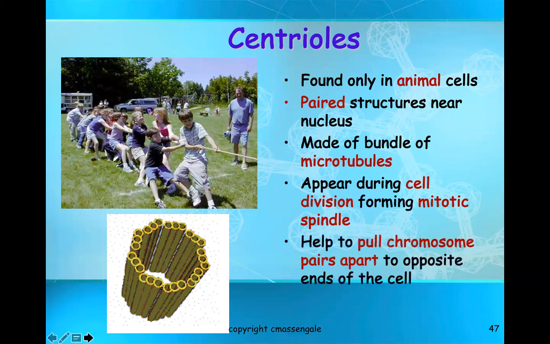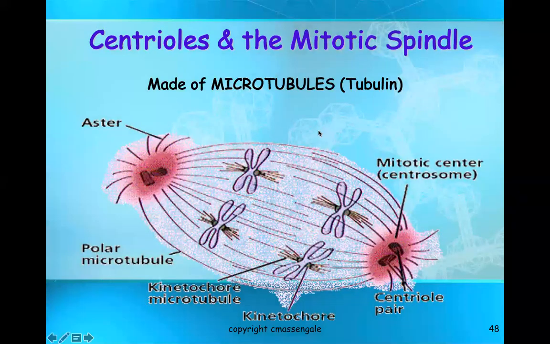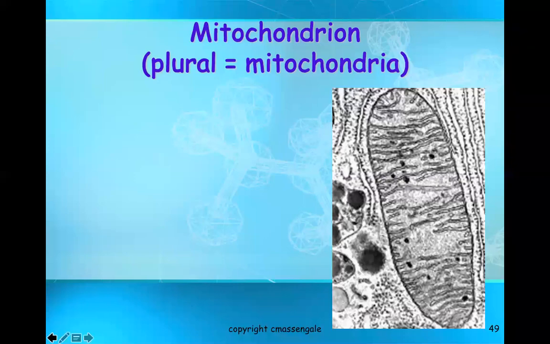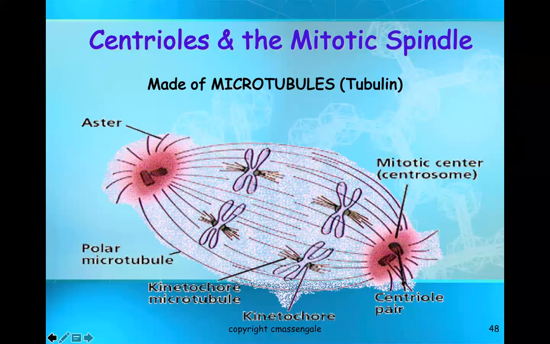Next. Okay, so let's just have a very quick overview. These are the centrioles, and if you can see, they form lines that will attach to the chromosomes, and then they will pull these chromosomes away from each other. So they are helping these chromosomes move around the cell towards opposite poles. That is the function of the centrioles.